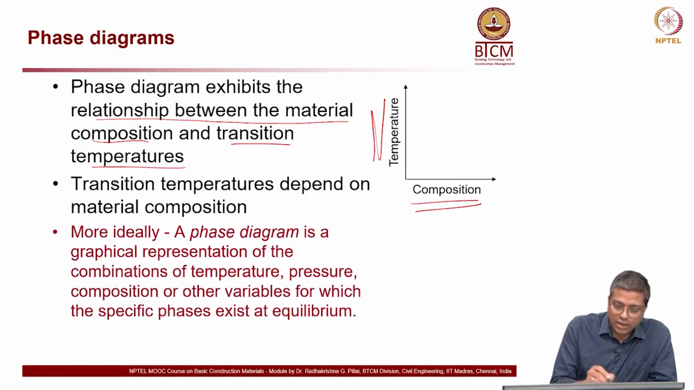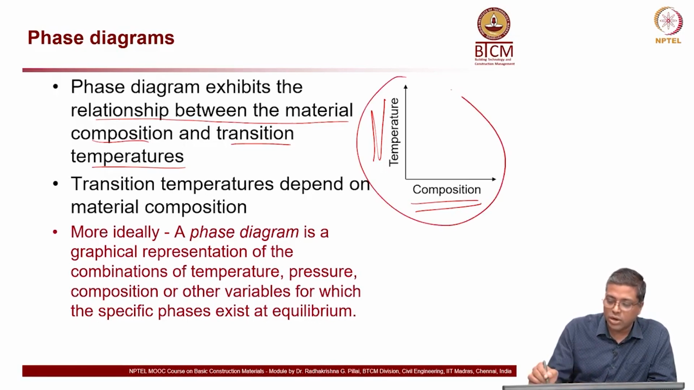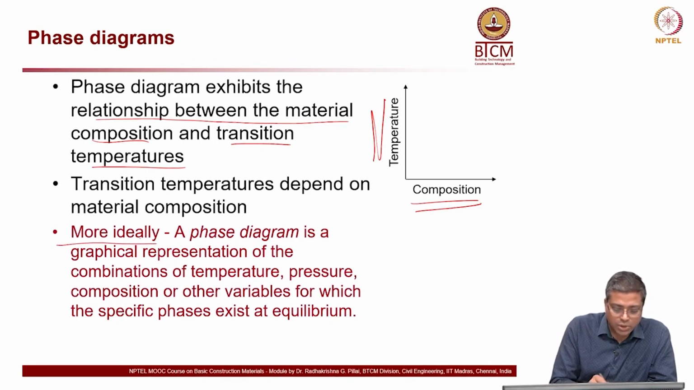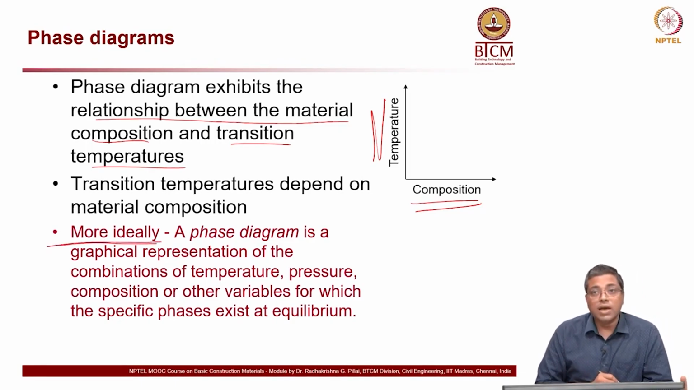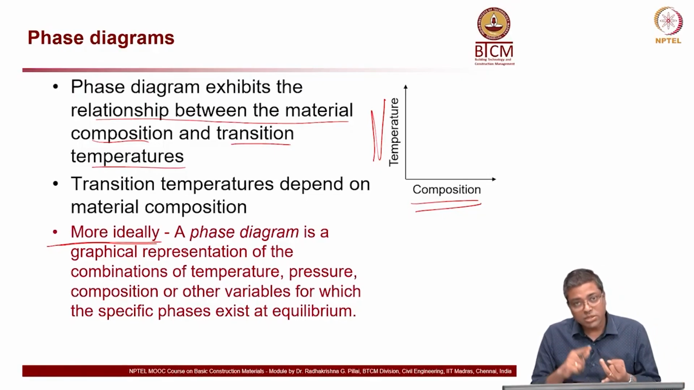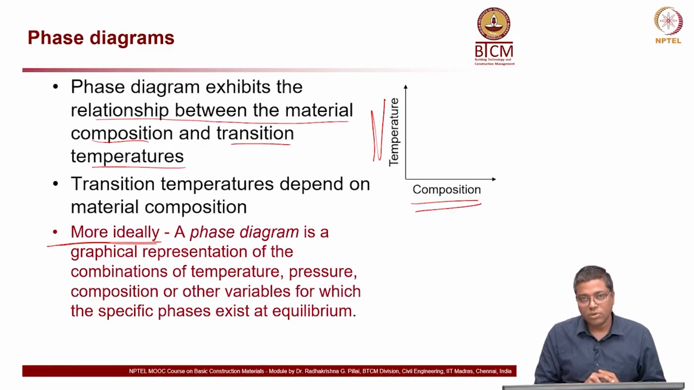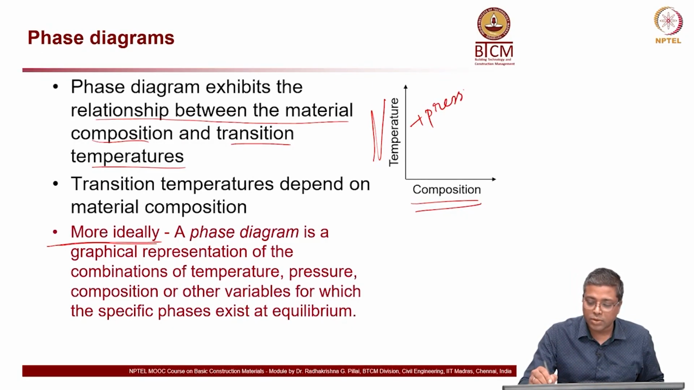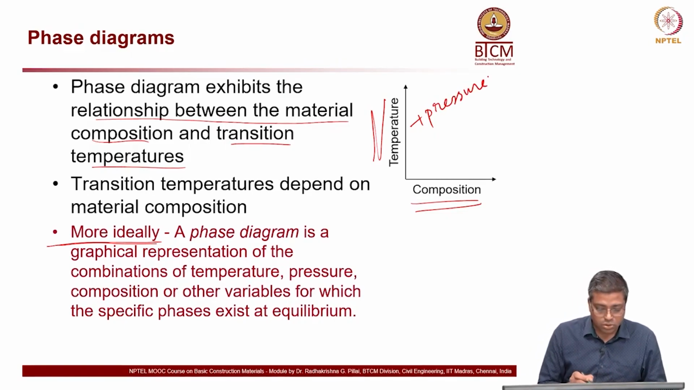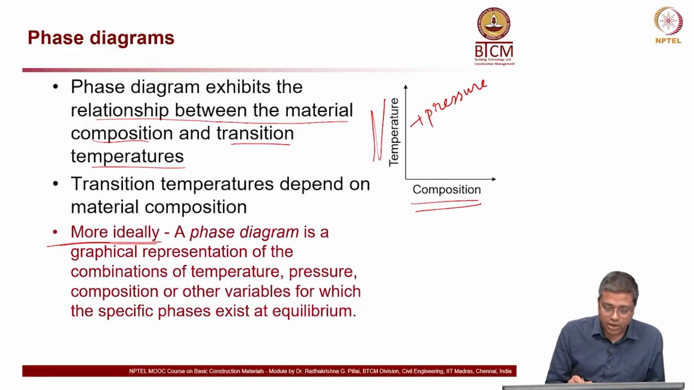Here I am showing only temperature and composition, but that is not the only thing. Ideally speaking, a phase diagram is a graphical representation of combinations of temperature, pressure and composition. Not only temperature, but pressure also will come, or even other variables, for which a specific phase exists at equilibrium. So this is what a phase diagram is.